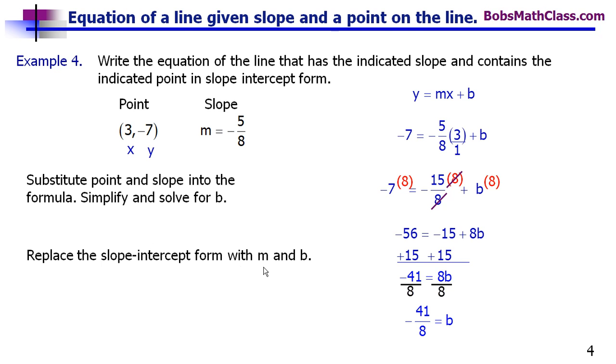Replace the slope-intercept form with m and b. So m is negative 5/8 and b is negative 41/8.